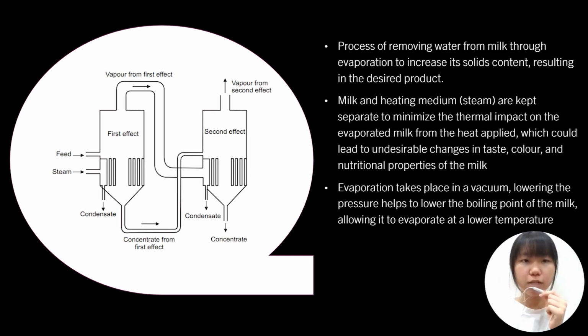Milk is a product that is sensitive to high temperature, which can cause changes in taste, color, and nutritional properties. So, in the evaporation, milk is not in direct contact with the steam, the heating medium. Besides, the evaporation takes place in a vacuum. Low pressure in the vacuum can lower the boiling point of the milk, so that milk can evaporate at a lower temperature.